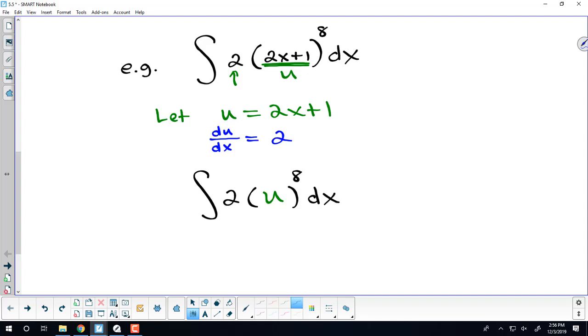And so to account for this dx, notice what we have left to account for in the original integral is this 2 that's hanging out and this dx that's hanging out. So if we take the derivative of our substitution and rewrite that as du equals 2 times dx, just multiplying through by dx, now this 2 times this dx is just that du.